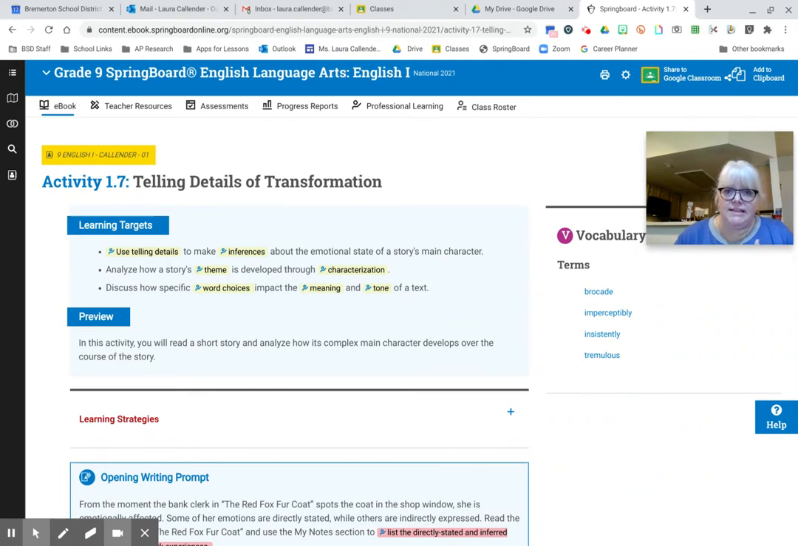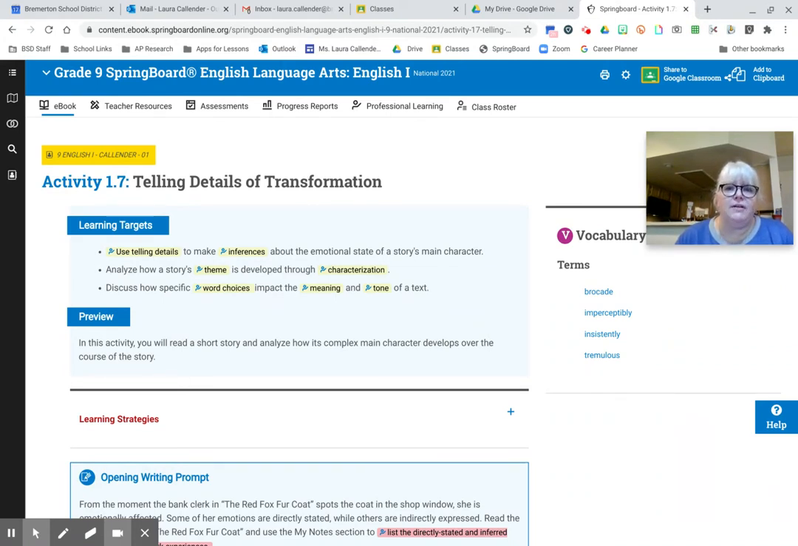We're looking at telling details. How do telling details and adding those details to a story help the reader make inferences or conclusions about what the author is saying? So in this case, we were looking for inferences about the main character, the humble bank clerk's emotional state. In addition, we're going to take a look at how the theme, or the overall message from the author, is developed through characterization.